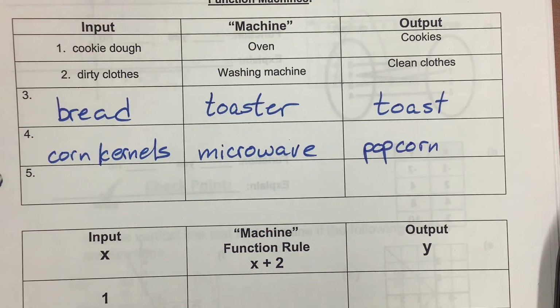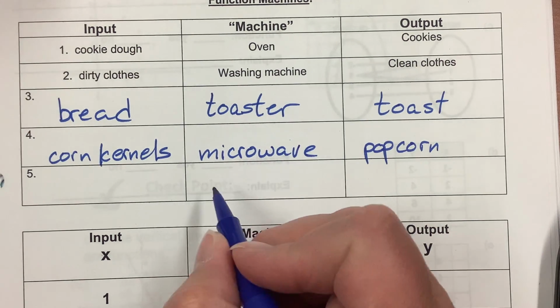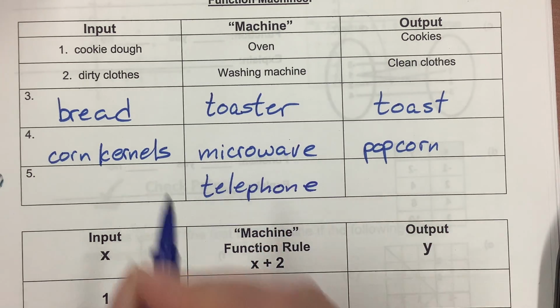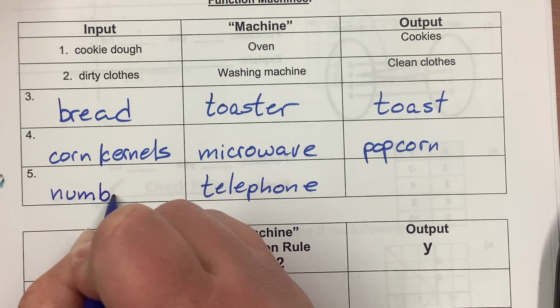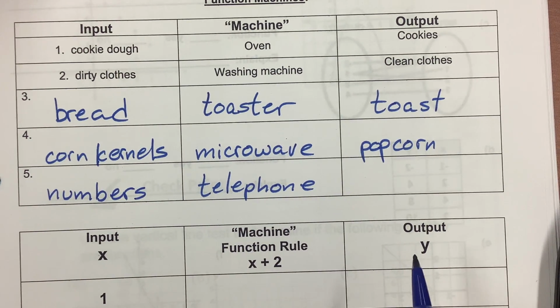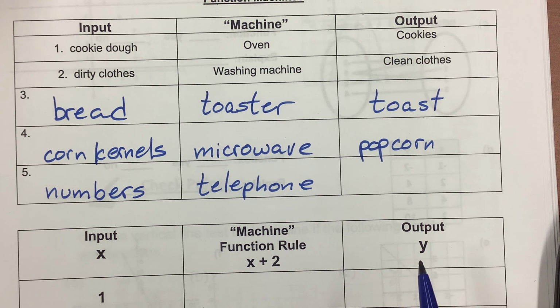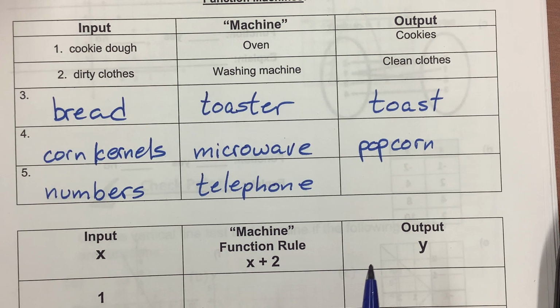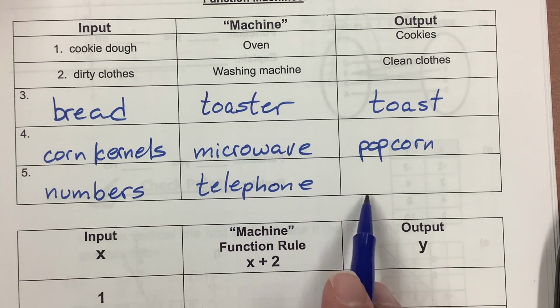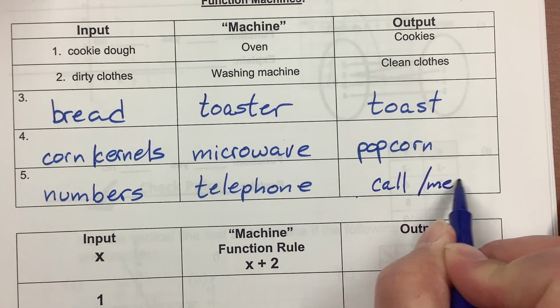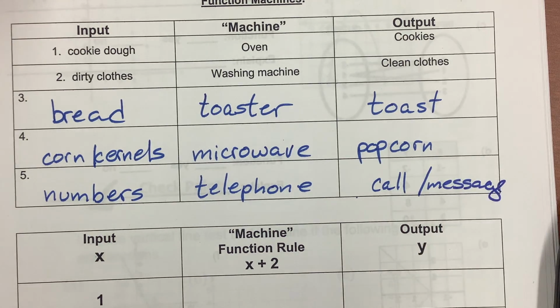What else? What's another machine that you use? Oh, I use my telephone all the time. And what do I put in? Numbers. And what do I get out? Well, I get a lot of things. If I put in a phone number, I'm gonna get a phone call and I'll be able to talk to, say, my mommy. But I could put in, say, a code and get my text messages. So you put in numbers in a telephone, and what you usually get is a call or a message. Those are some kinds of machines.